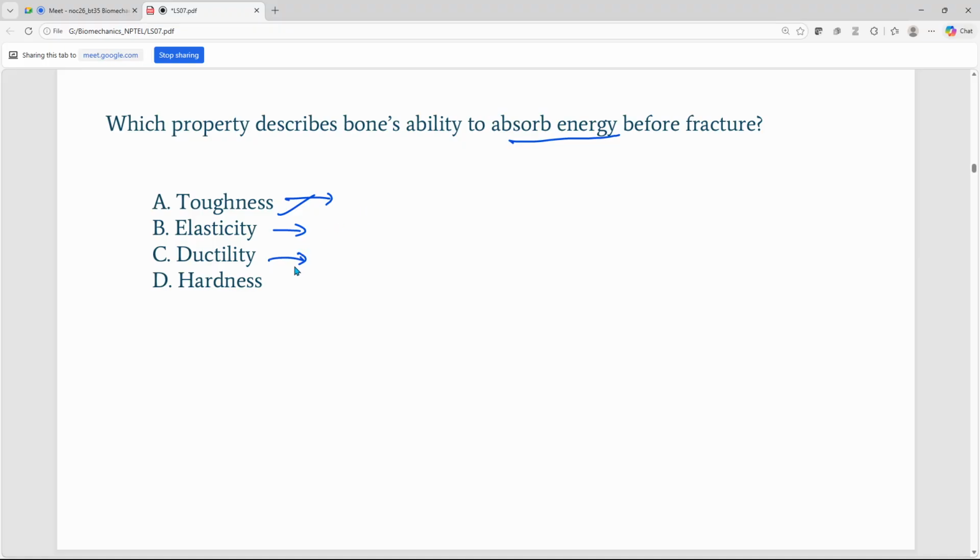And ductility is the ability for plastic deformation or wire drawing. Like we can stretch it into wires and bend it, twist it without breaking. Such materials are called ductile materials. It can continuously deform without breaking. Such materials are called ductile materials, and hardness is actually a surface property.